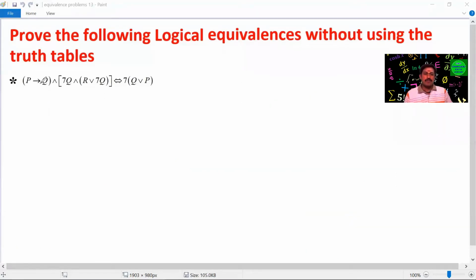Next problem: (if P then Q) and (not Q and (R or not Q)) is equivalent to not of (Q or P). To prove this, I'm going to consider (if P then Q) and (not Q and (R or not Q)).